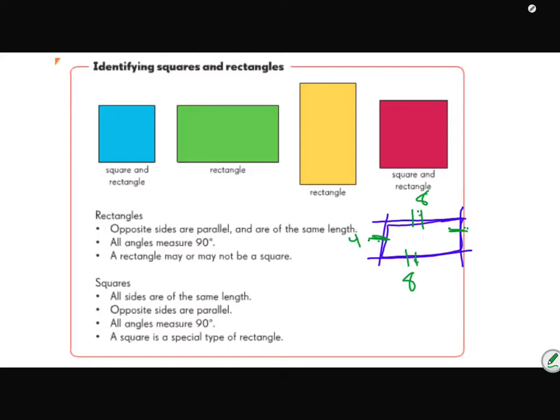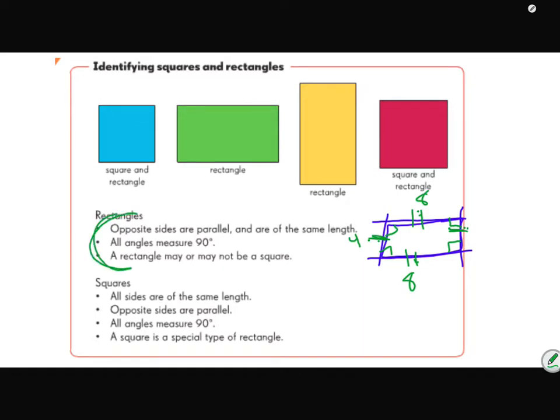All the angles are 90 degrees. That means it has 4 corners. They're all 90 degrees, which means that it has perpendicular lines. And it says a rectangle may or may not be a square. What that means is that a square is technically a rectangle, but a rectangle is not a square because a square has all of these things as well.